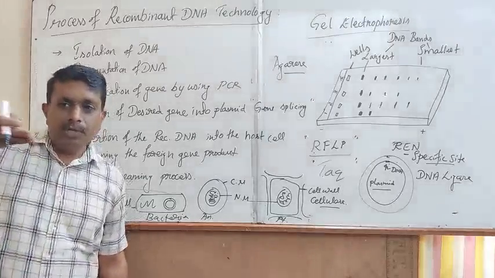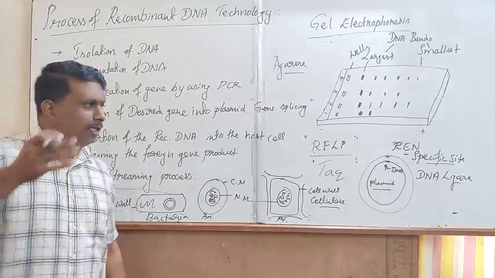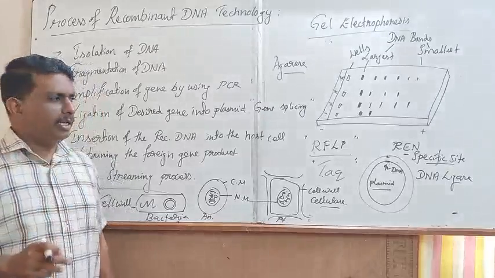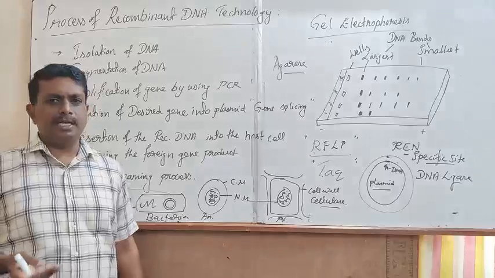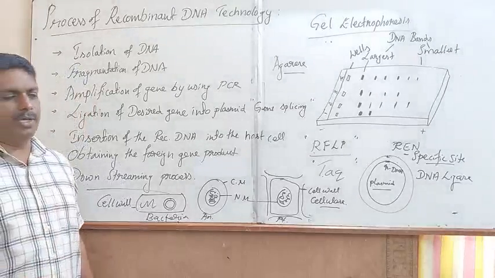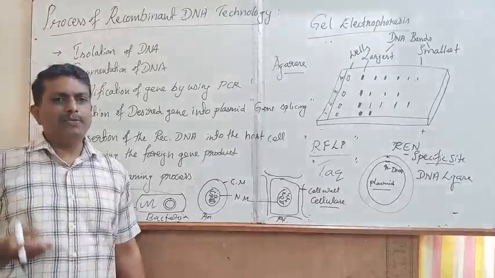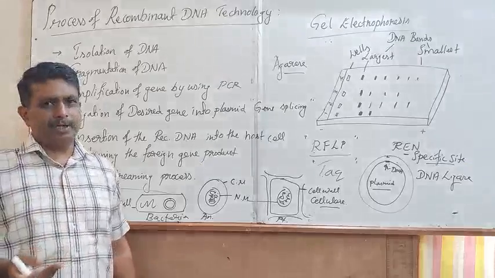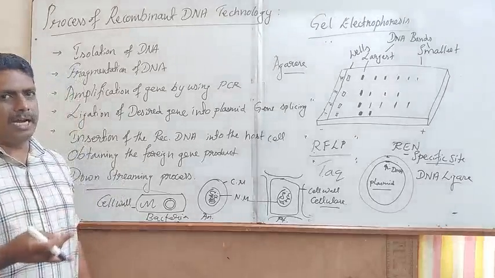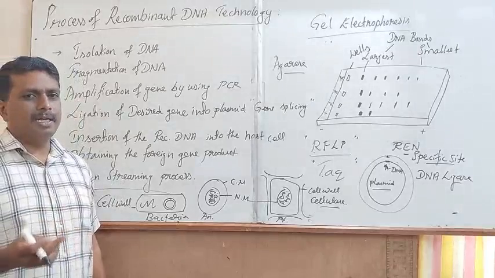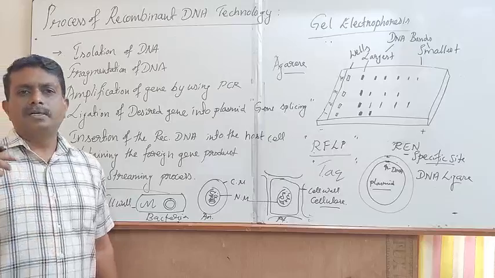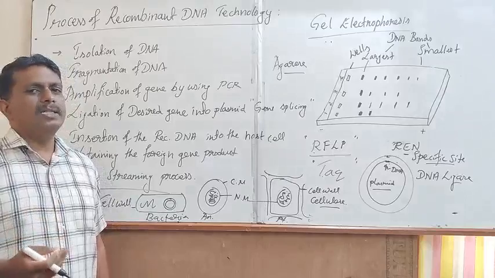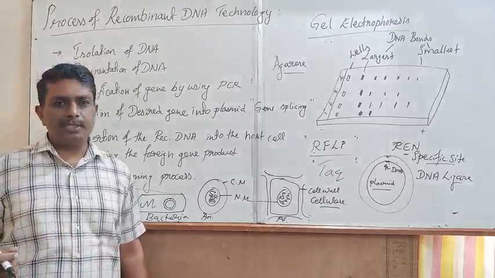cell. In order to incorporate the recombinant DNA into the host cell or into the suitable bacteria, four important methodologies are widely employed. The first important methodology is calcium chloride and heat treatment. The next is the gene gun. The next important one is the use of disarmed pathogens.